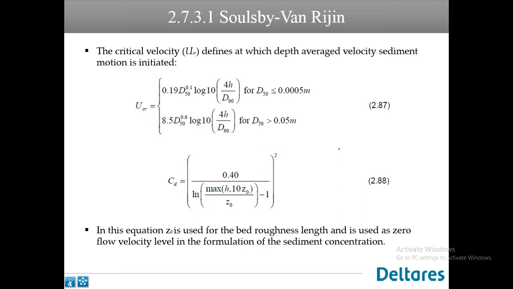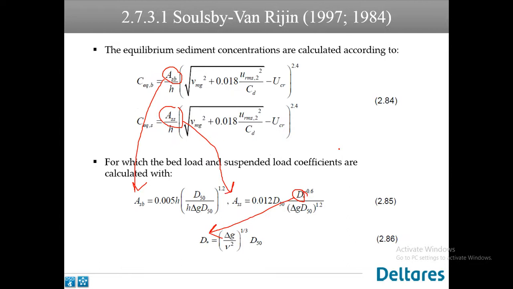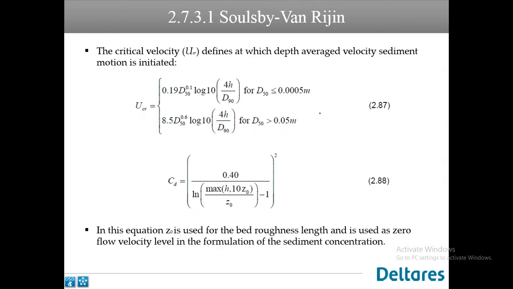And then you have Soulsby critical, this one, the UCR means the critical velocity. They define it as the depth average velocity at which sediment motion is initiated. Kat mana velocity sediment motion tu initiated. And dalam sinilah we can see different sizes of sediment being recorded. And the hash and log, everything here is to determine the critical velocity.